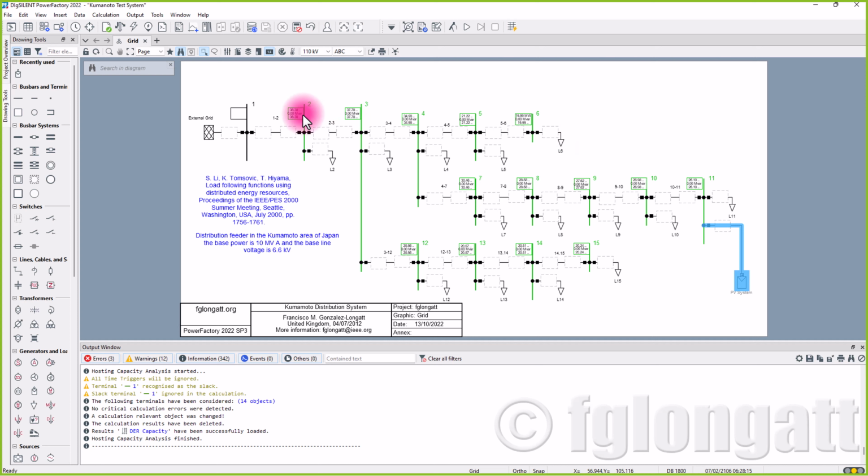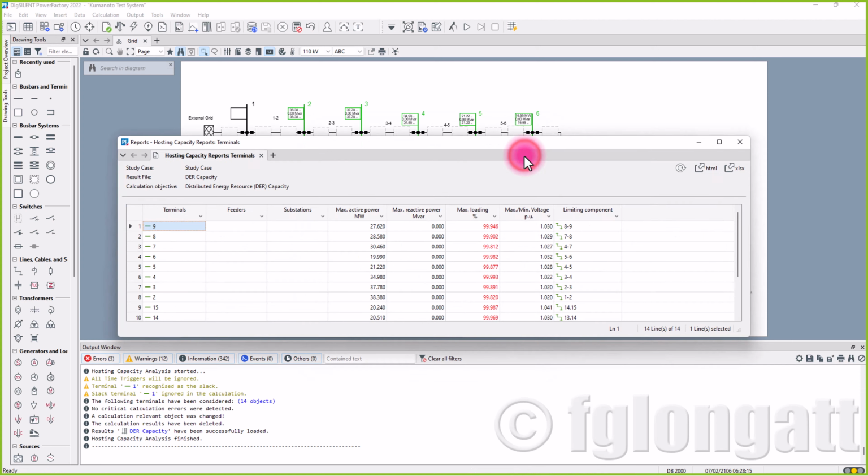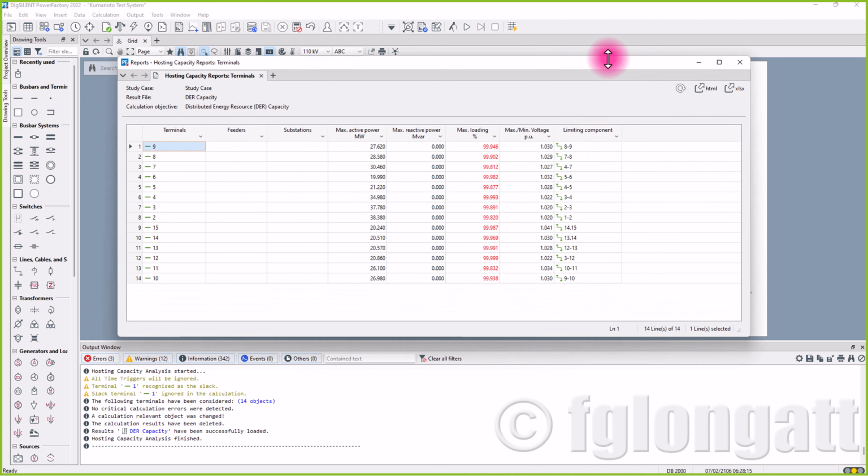What is interesting is that you can see PowerFactory calculates the hosting capacity and the results are presented here in the single line diagram. However, if you want to assess the hosting capacity more deeply, you come here, to the next icon, and retrieve the hosting capacity report. Now I will ask PowerFactory to create the report for the terminals, considering the constraints.